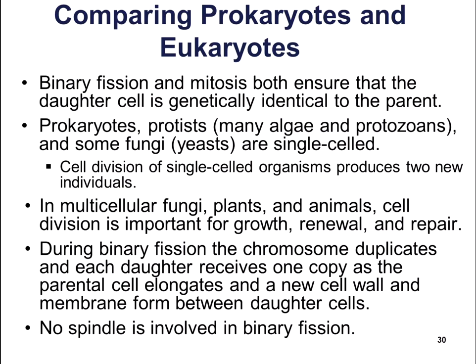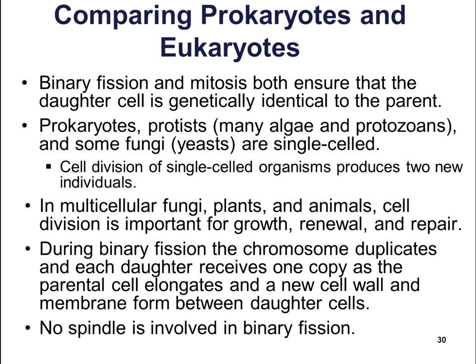When we compare the prokaryotes to the eukaryotes and talk about cell division, here are some main points. Binary fission and mitosis both ensure that the daughter cell is genetically identical to the parent. So they're both doing the same thing, but they are doing it differently. Prokaryotes, protists, which are algae or protozoans, and some of the fungi, which are yeasts, are single-celled. So cell division of a single-celled organism produces two new individuals. In multicellular fungi, plants, and animals, cell division is important for growth, renewal, and repair.